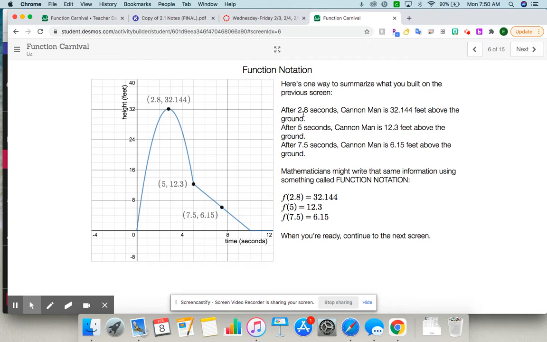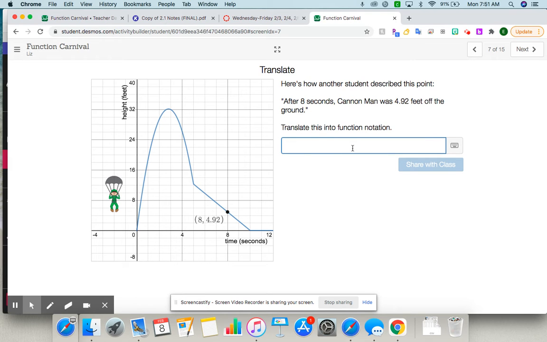And that literally means that after 2.8 seconds, Cannon Man is 32 feet above the ground. Here, f of 5 equals 12.3 literally means after 5 seconds, Cannon Man is 12.3 feet above the ground. So function notation is a way of relating the function's input to the function's output. By stating after 8 seconds he was 4.92 feet off the ground, this would mean that at f of 8, so at an input of 8, the output was 4.92.